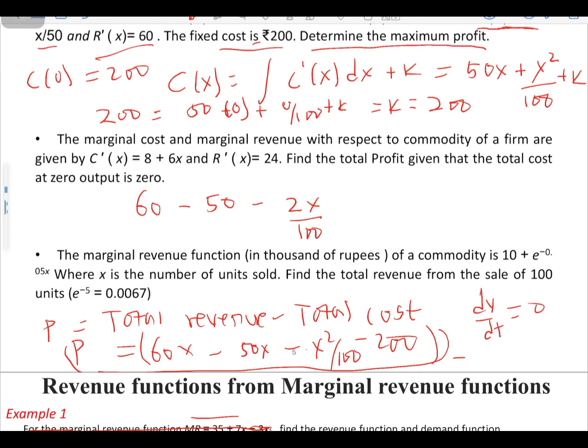So at the end of the day, as I said, for the maximum point, dp/dx should give us 0, and therefore everything should go to 0. So this one and this one will give us 10, right? And then we send this one to the other side. We're going to get x over 50, and therefore, at the end of the day, we are going to get x equal to 50 times 10, which is 500.